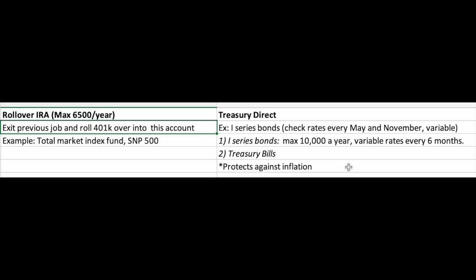Let's say you had it in for 15 to 18 months, they'll take the last 3 months of your interest that you earned. So it's definitely money that you don't want to put in there unless you don't need it. Extra money that I had, I threw in there. I didn't need it. I've been holding these I-Series bonds for over 15 months now, so I can take them out anytime I want. And you can also buy Treasury bills.